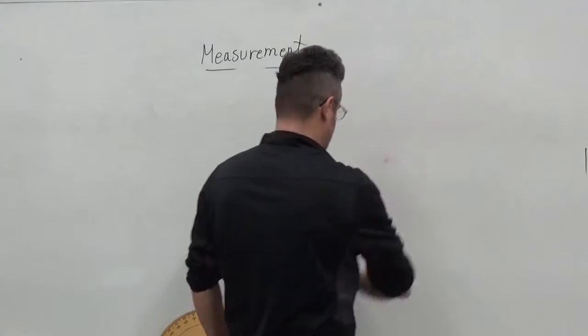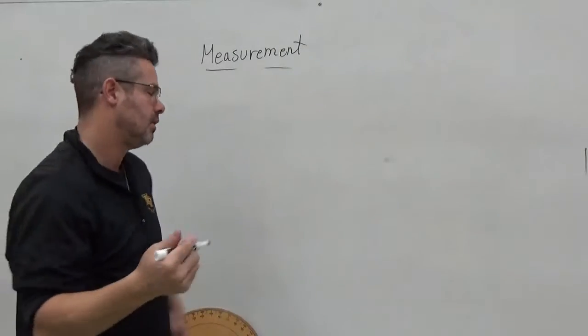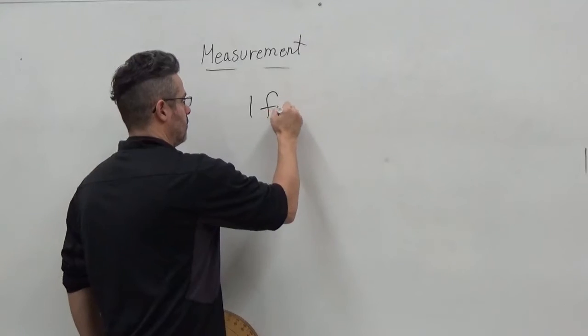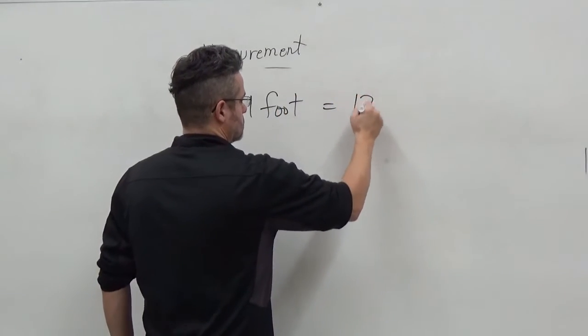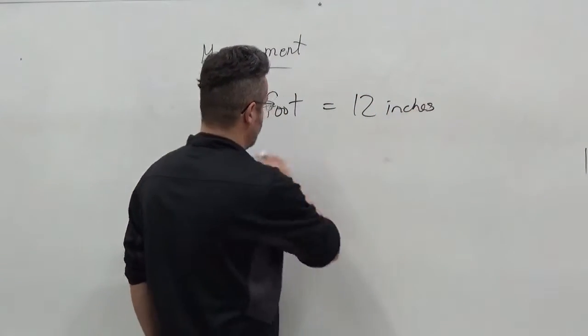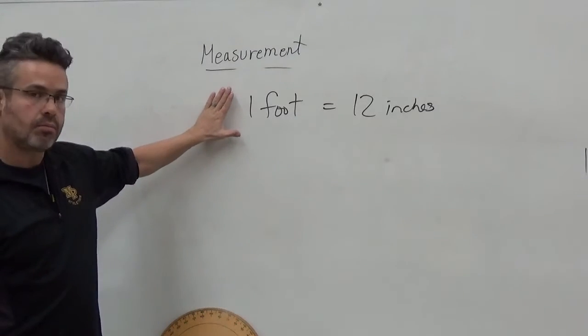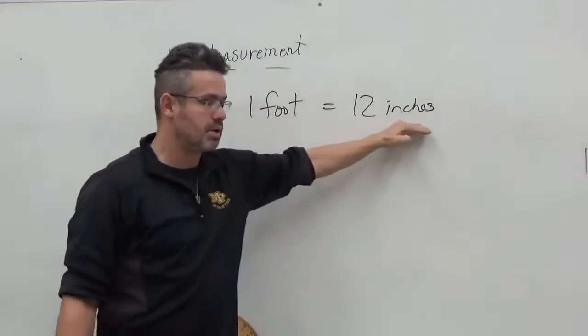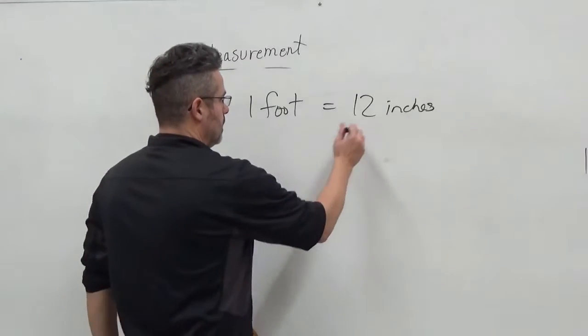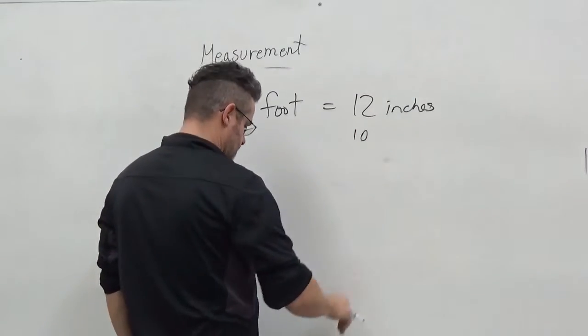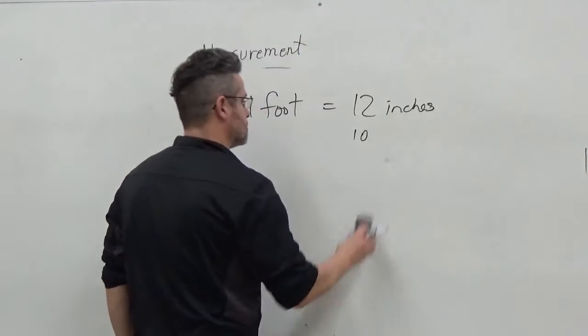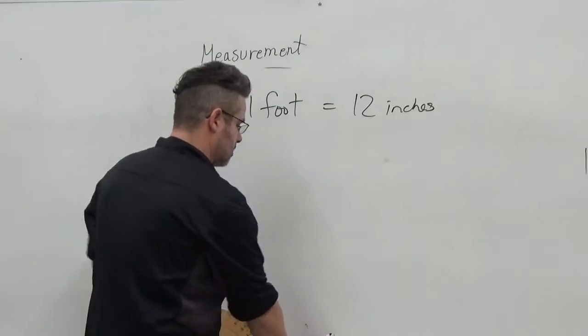So why do I need to know my 12 times table? Well, because 1 foot equals 12 inches. Okay, so that's a very common concept. I think most of us know that, but this is something that we should be able to memorize. Some people might think, oh, well, maybe it's 10 inches, maybe it's 8 inches, maybe it's 16 inches. No, 1 foot, 12 inches.